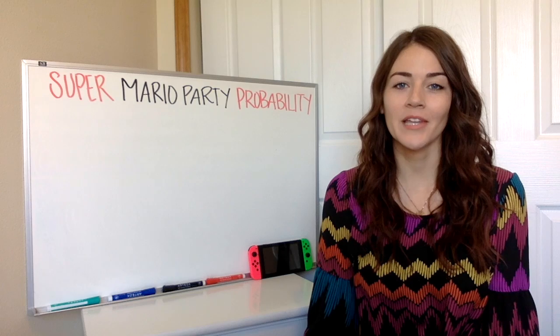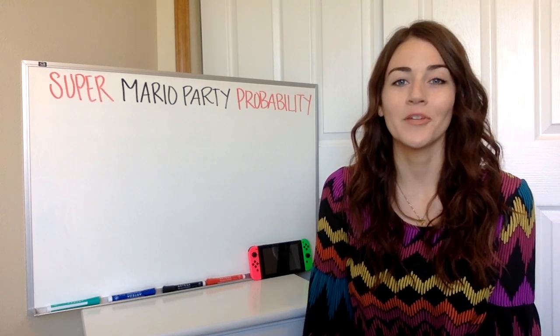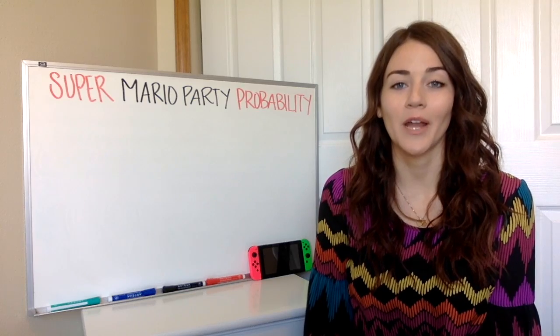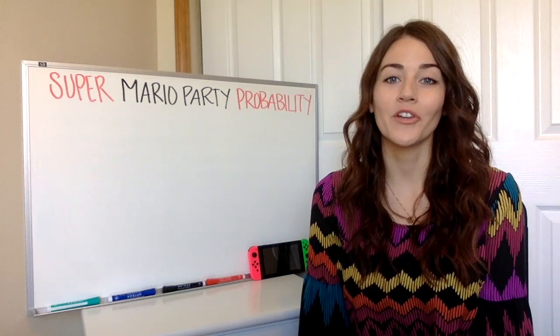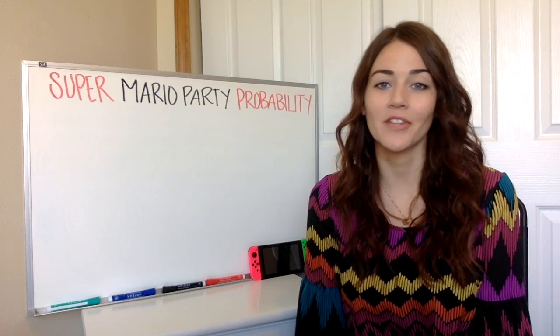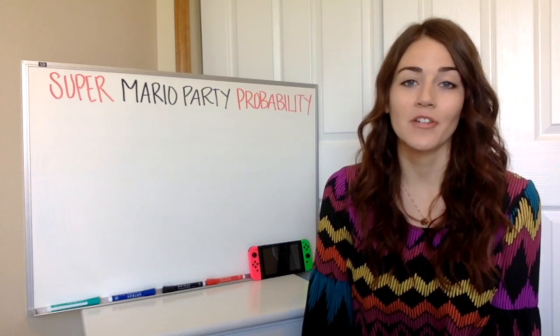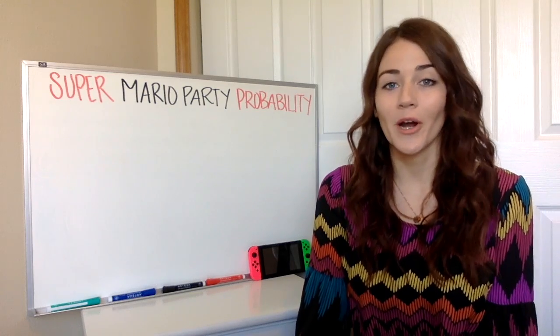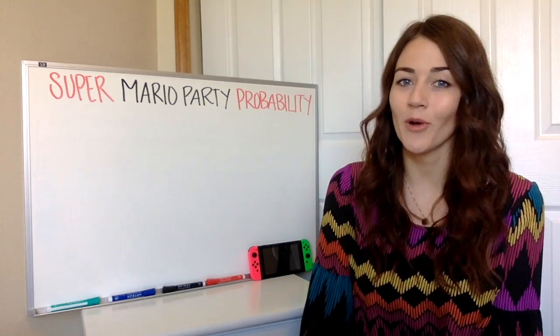Today we're going to be taking a look at the game Super Mario Party for the Nintendo Switch. We're going to be using mean, median, mode, and range to find out which character has the best dice. So whether you're a math teacher looking for an end-of-the-year activity on probability, a student looking for some extra practice, or just a Super Mario Party fan that wants to figure out which character has the best dice, keep watching.